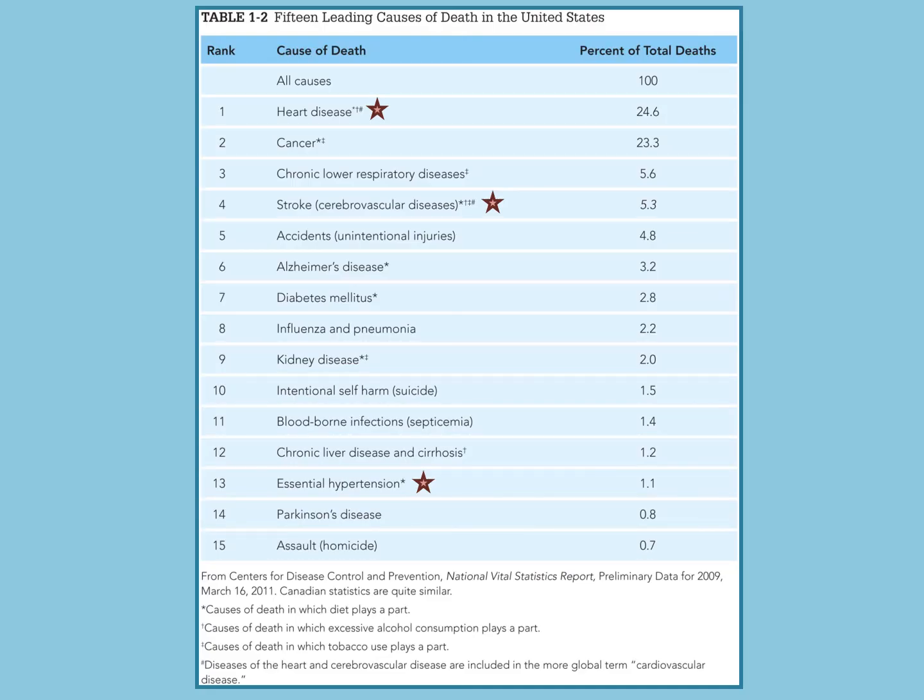In the last section of this chapter, we'll discuss the various issues that can arise in the health of the cardiovascular system. This table, though a bit outdated, shows the leading causes of death in the United States as of about 2010. You can see the number 1 leading cause of death is heart disease. Number 4 is stroke. And at number 13 is chronic hypertension. All of these problems are problems with the health of the cardiovascular system. In Canada, the leading cause of death is cancer, but the second most leading cause of death is heart disease.